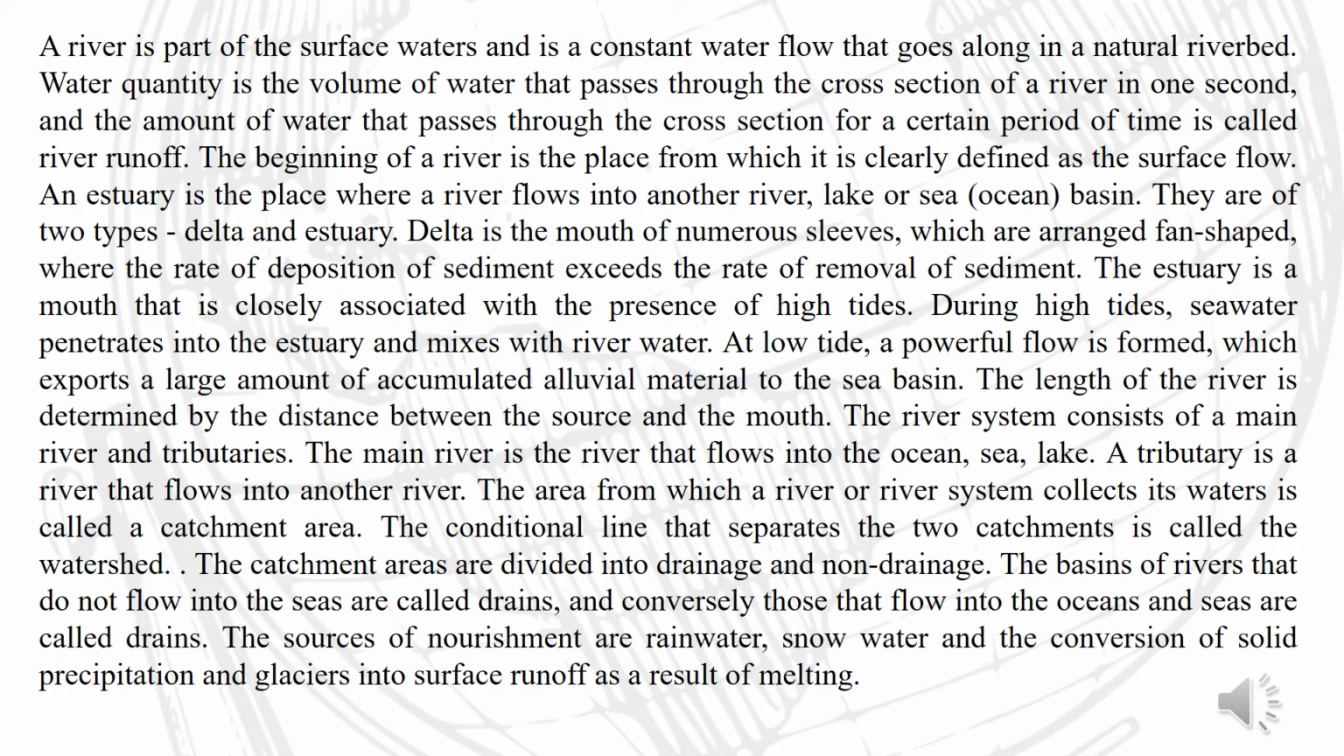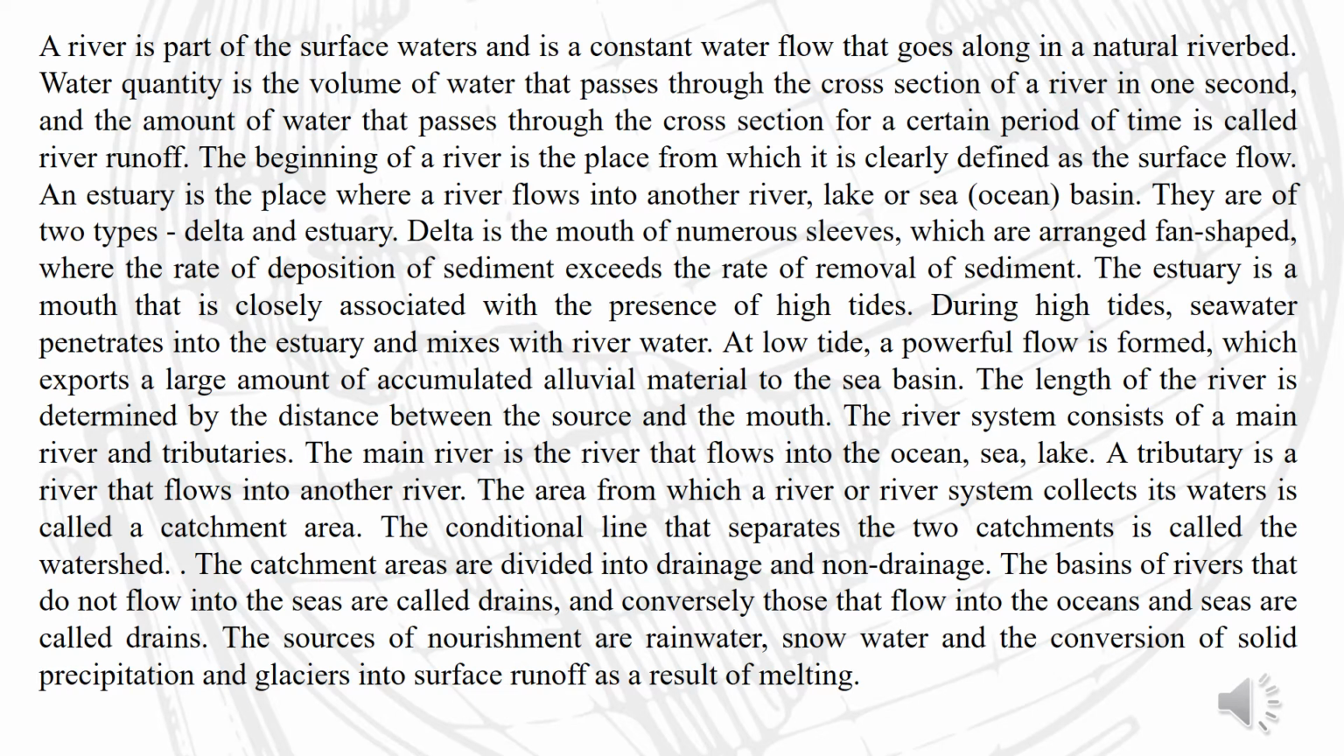A river is part of the surface waters and is a constant water flow that goes along in a natural riverbed. Water quantity is the volume of water that passes through the cross-section of a river in 1 second, and the amount of water that passes through the cross-section for a certain period of time is called river runoff. The beginning of a river is the place from which it is clearly defined as the surface flow. An estuary is the place where a river flows into another river, lake or sea, ocean, basin.